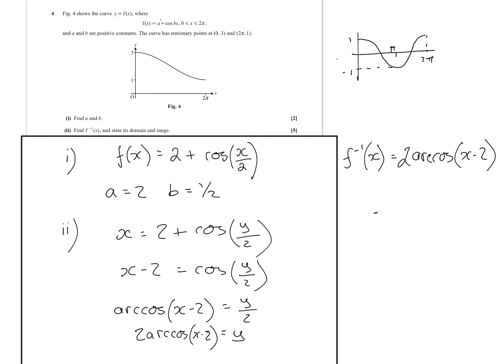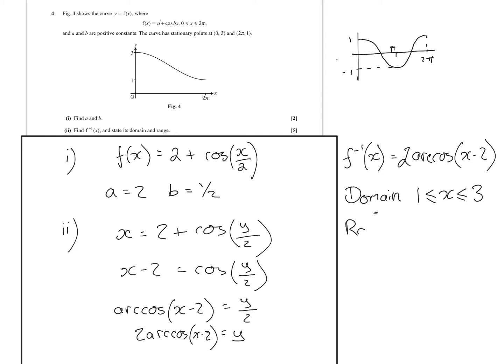Okay. So, domain and range, we got a little bit muddled with these. The domain and range of the inverse function. So, domain, is that input or output? It's the input. The input into the inverse function is the output of the original function. It's between 1 and 3.